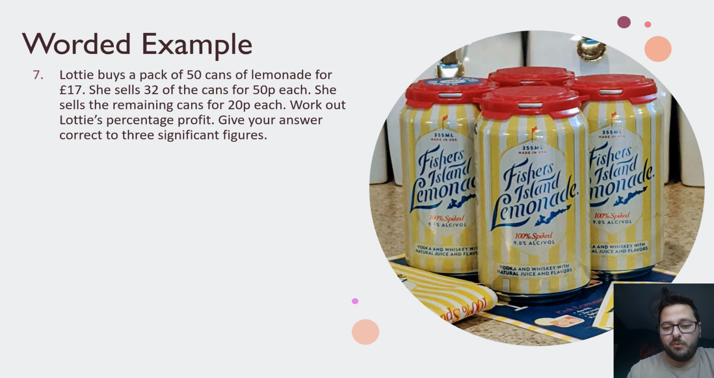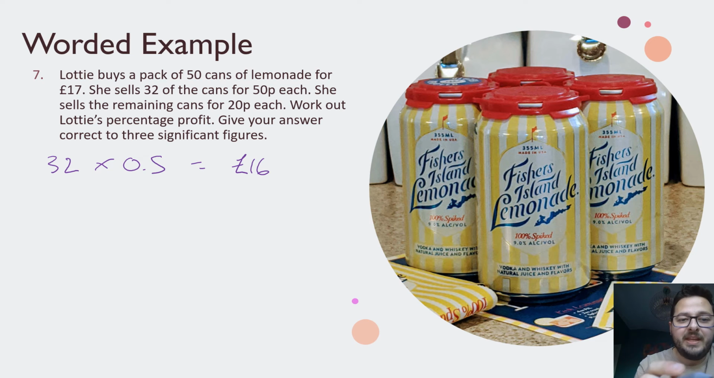Okay, so we'll just need to do a bit of working out of how much money she's made then. So it says she sells 32 of the cans for 50p. So 32 times £0.50 is 16. So she makes £16 selling them for 50p each. And then she sells the remaining cans for 20p. Well, how many cans are remaining? So 50 minus 32 is 18 cans remaining.